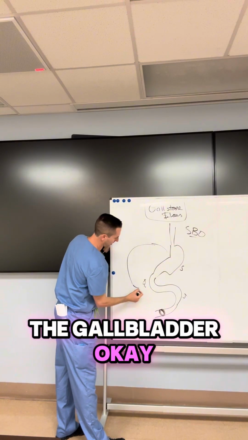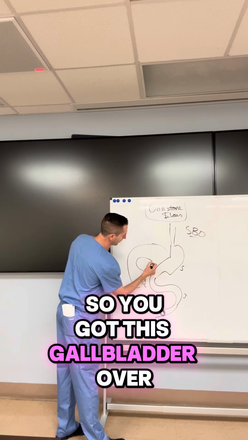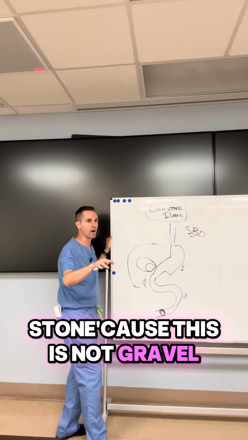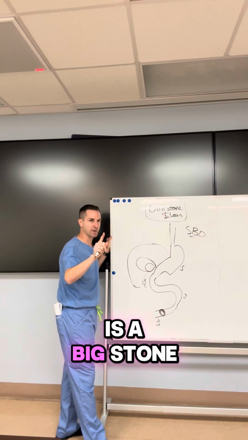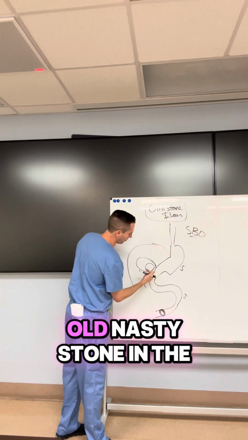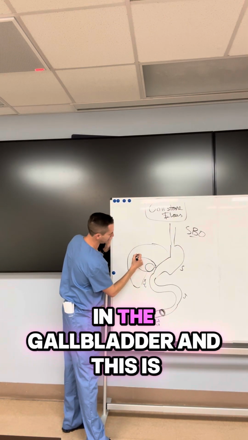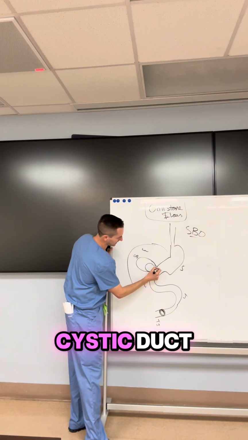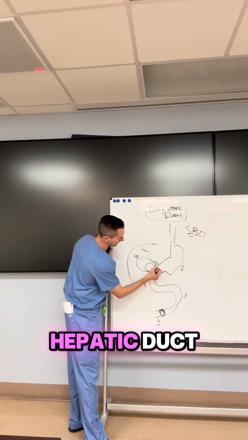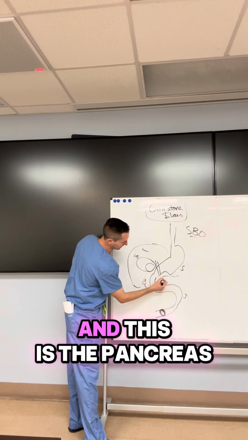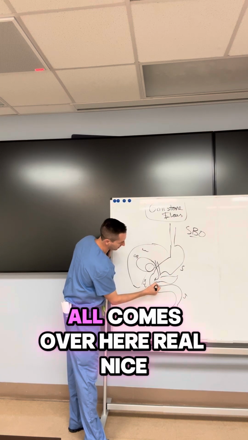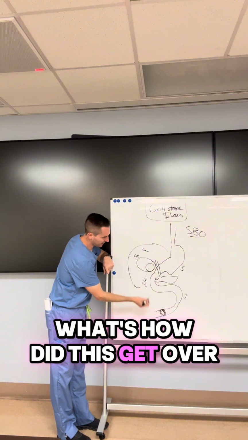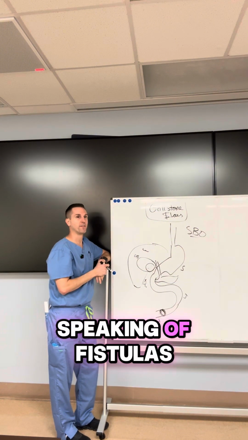The gallbladder. So you've got this gallbladder over here, and you had this big stone, because this is not gravel, this is not sludge. This is a big stone. So you have this big old nasty stone in the gallbladder, and this is the liver. And then this is the cystic duct, and then the common hepatic duct, and then the bile duct, and this is the pancreas, and it all comes over here. How did this get over to here? It eroded. Speaking of fistulas.